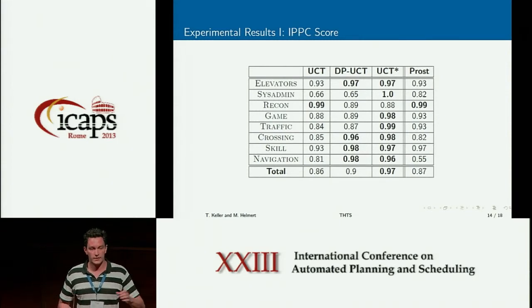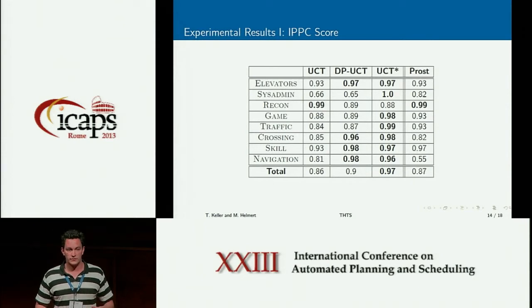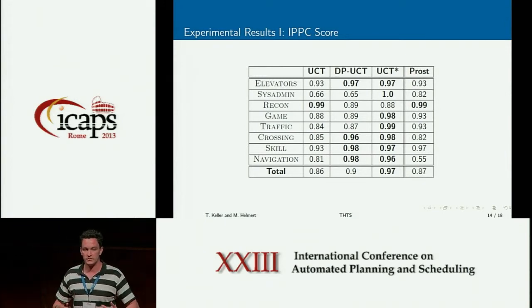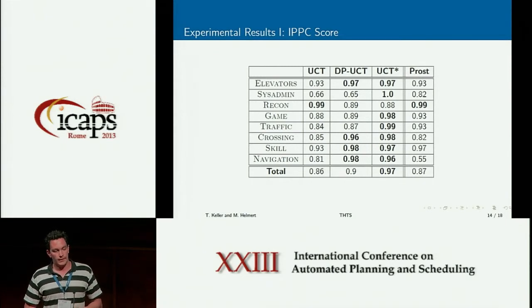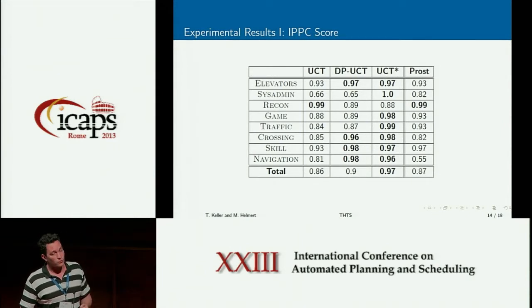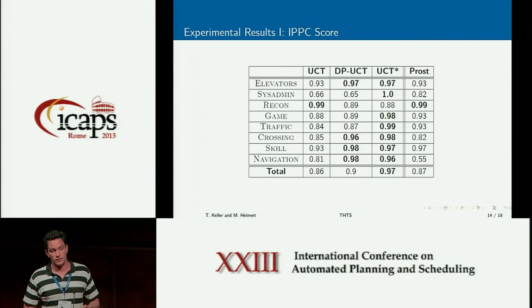Okay, and these are the results in terms of IPPC score with the 2-second versions. So we compared our new algorithms with a basic UCT implementation, which is basically identical to the Prost planner, except that the Prost planner has an additional limited trial length. It always only considers a horizon of 15. That was basically the only difference between UCT and Prost. And I think it's quite obvious that it worked a lot better. If you look at DP-UCT, it's already an improvement of 0.04 points over UCT and over Prost more or less as well. And it is especially better in the domains where solving the root state is possible. This is mostly the navigation domain. I will show some more on that on the next slide.